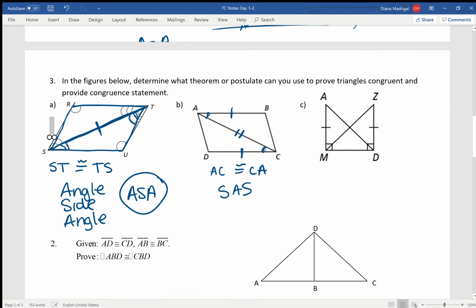Okay, letter C. All right, this one. This one's kind of tricky. They had two answers, okay? So it has a side. They told you that this side is the same thing. They have this angle, okay? And you know that MZ is the same thing as ZM, okay? So this is the same line. So we have a second line. So this could have been side, angle, side.